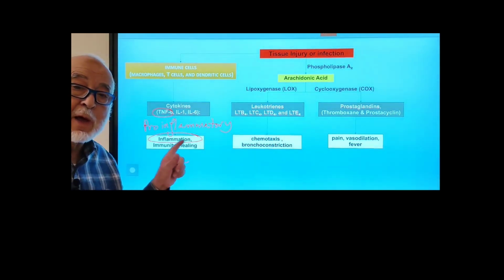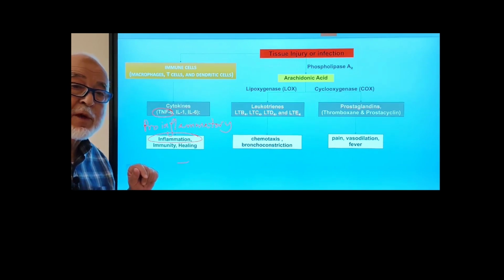Pro-inflammatory cytokines, like tumor necrosis factor alpha, interleukin 1 and interleukin 6. These are pro-inflammatory. What does it mean, pro-inflammatory? Because they cause inflammation and pain at the site of inflammation, these are the pro-inflammatory cytokines.